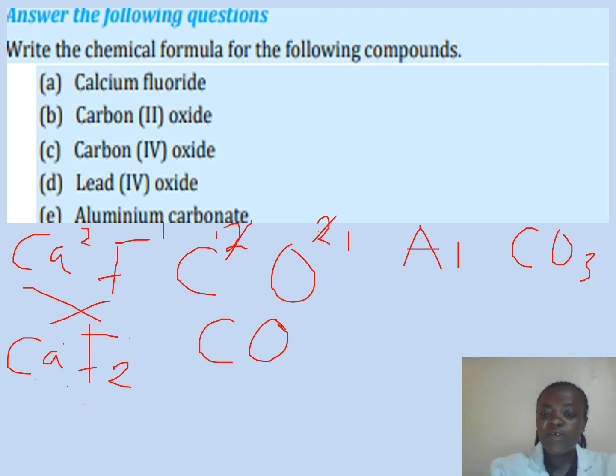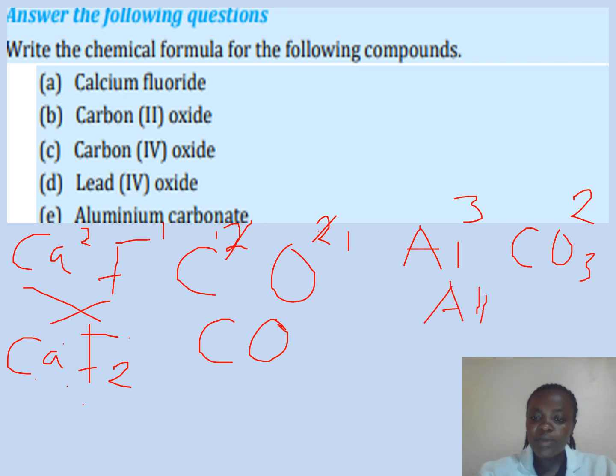The valency for aluminium is 3. The valency of carbonate is 2. So we don't have a common factor here. So the only thing we need to do is interchange the valences. So aluminium now will have 2.